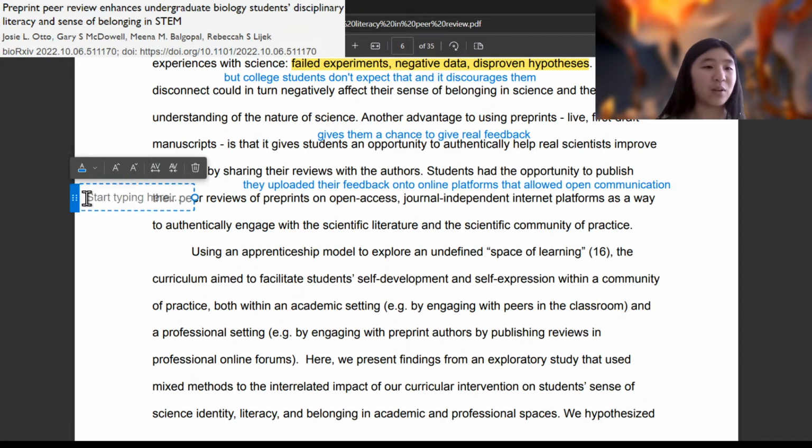And the opposite of open communication would be closed communication, where you have to pay to access it. So I'm going to make a little note of that here. Closed communication, pay to access it. Communication, there we go. Access is missing an S. All right.